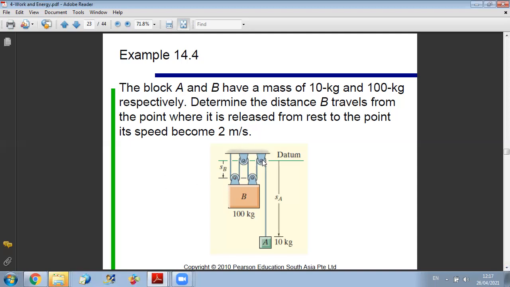Here we will see how by using work and energy we can reduce the solution time a lot. Okay, so here the question is to find the distance traveled when the speed becomes 2 meters per second.